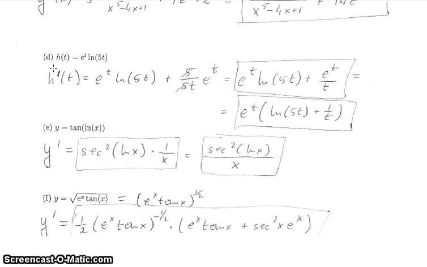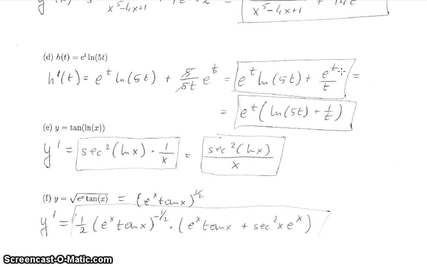D, function h of t is equal to e to the t times natural log of 5t, product rule again. H prime of t is equal to the derivative of e to the t is e to the t multiplied by natural log of 5t plus the derivative of natural log of 5t is going to be 1 over 5t multiplied by the derivative of 5t, which is 5, and I just put it in the numerator. To finish product rule, you multiply it by this function e to the t. And then you can simplify 5 and 5 here. So the answer is e to the t times natural log of 5t plus e to the t over t.